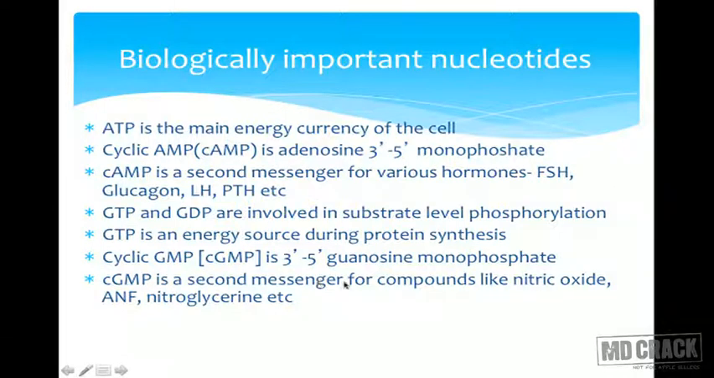For what? Nitric oxide, atrial natriuretic factor, nitroglycerin. Many drugs act by increasing the cyclic GMP levels within the cell. It can help in the vasodilation wherever required. So isosorbide dinitrate, etc., nitroglycerin. All these vasodilators, they all act by increasing the cyclic GMP levels in the smooth muscles, and thereby the smooth muscles relax and we have vasodilation. So cyclic GMP is a very important second messenger. The mechanism of action of various drugs is because of cyclic GMP.